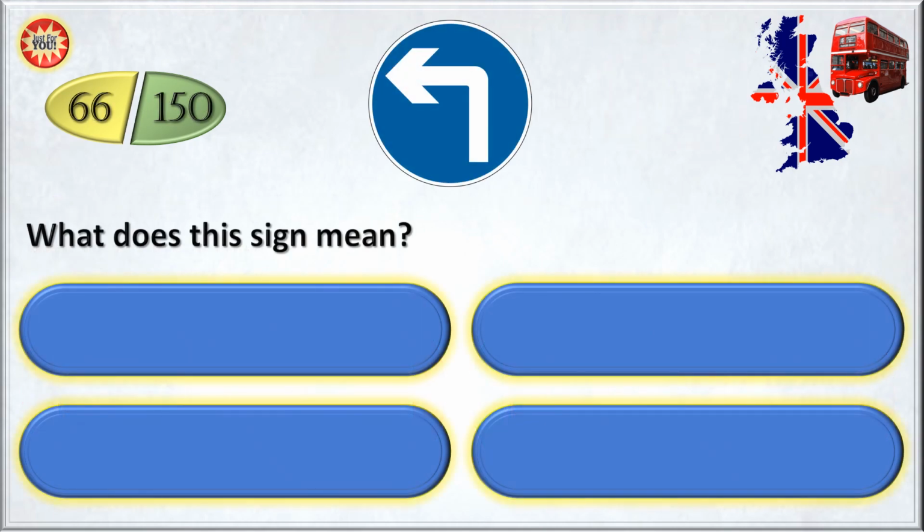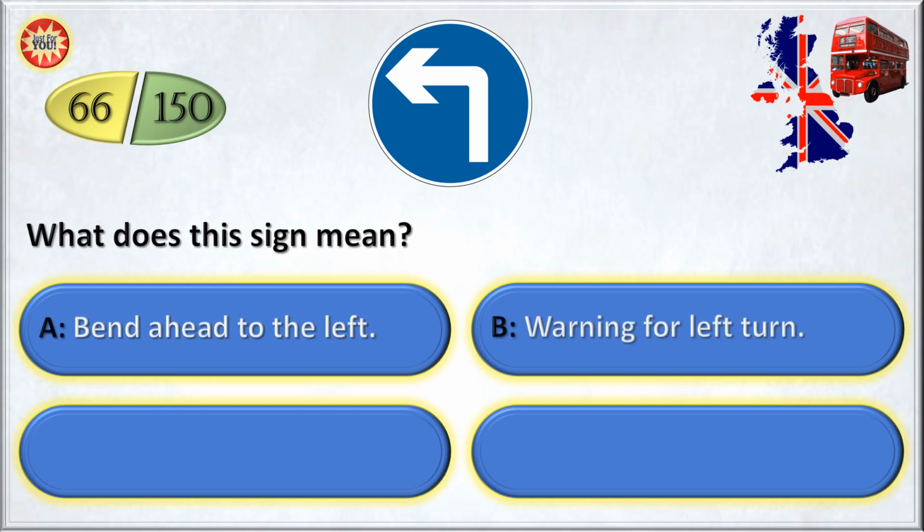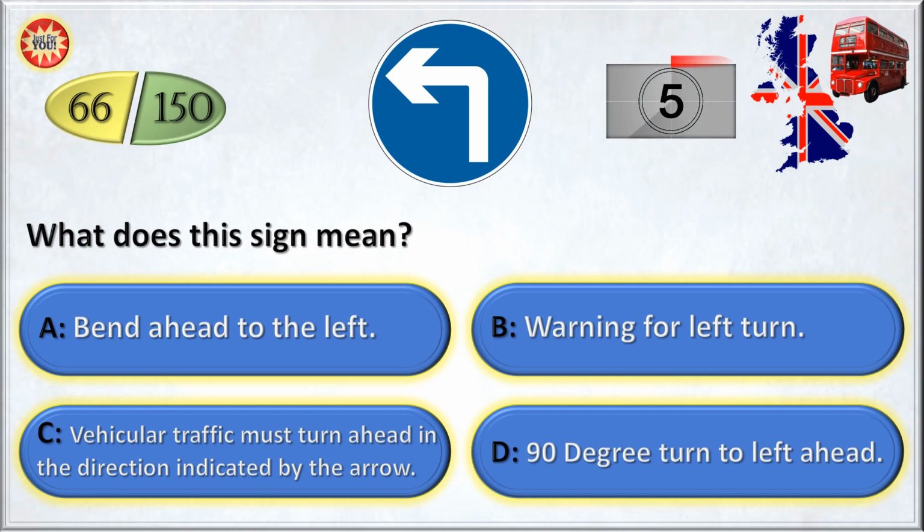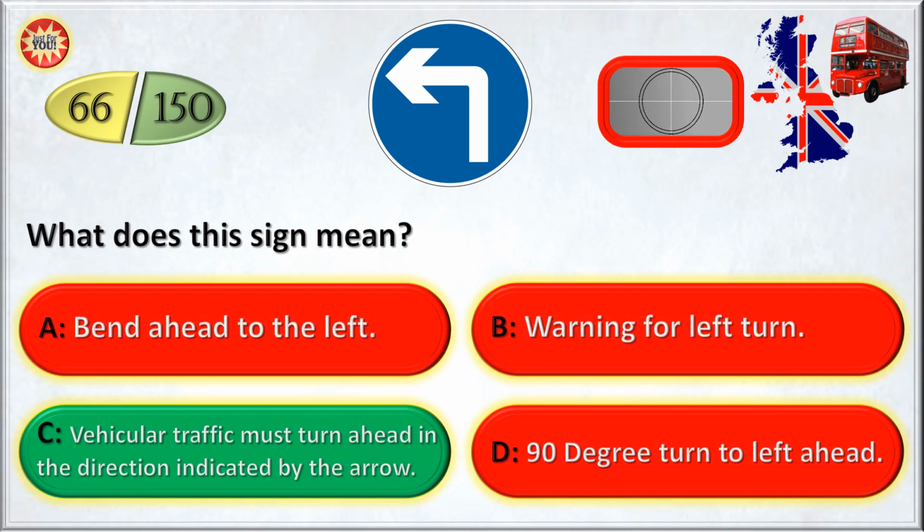What does this sign mean? Bend ahead to the left. Warning for left turn. Vehicular traffic must turn ahead in the direction indicated by the arrow. 90-degree turn to left ahead.